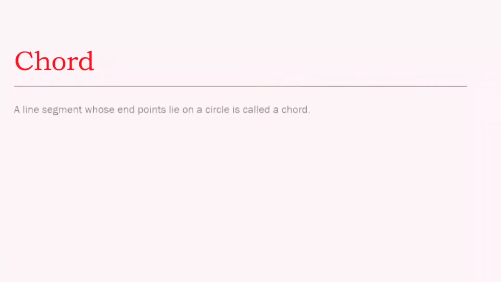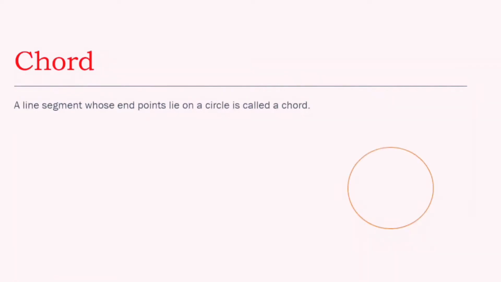Now the next term is chord. A line segment whose end points lie on a circle is called a chord. Now it is a circle, O is the center of the circle. Here this O is the center of the circle and line segment AB is a chord and line segment EF is a chord. An infinite number of chords can be drawn in a circle.